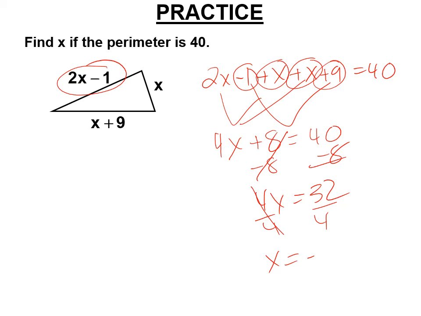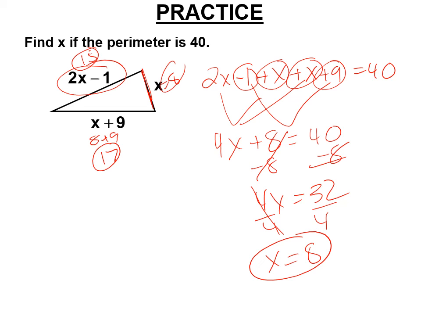8. Well, for a second I thought it was negative 8. No, it can't, right? And why did I get pause there? Well, because x can't be a negative number. The side of a triangle can't be a negative number. But it's positive 8. I got a little confused. So that is 8. I didn't ask you to do the rest of this, but 8 plus 9, that side is 17, and that side is 2 times 8, 16 minus 1 is 15. If you add up those three numbers, they add up to 40.